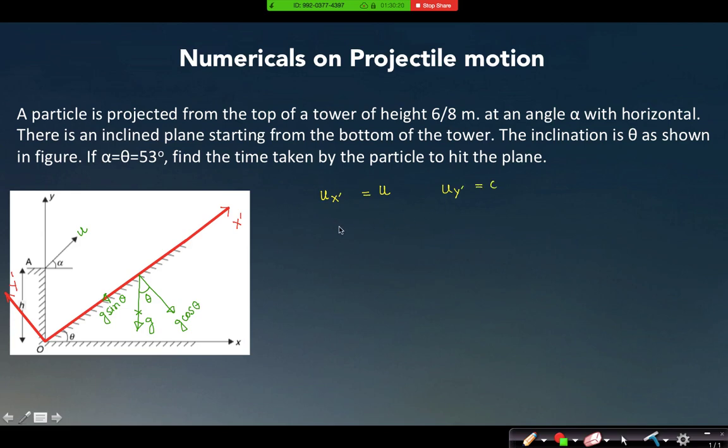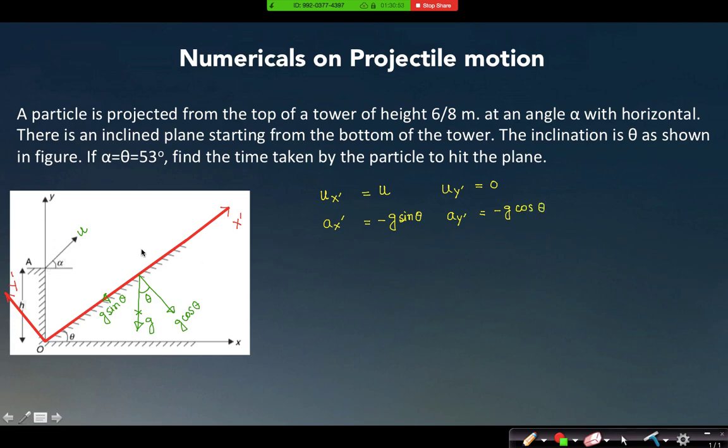What is uy prime? 0. Good. What is ax prime? Minus g sin theta, as it is acting opposite. What is ay prime? Minus g cos theta. Right.